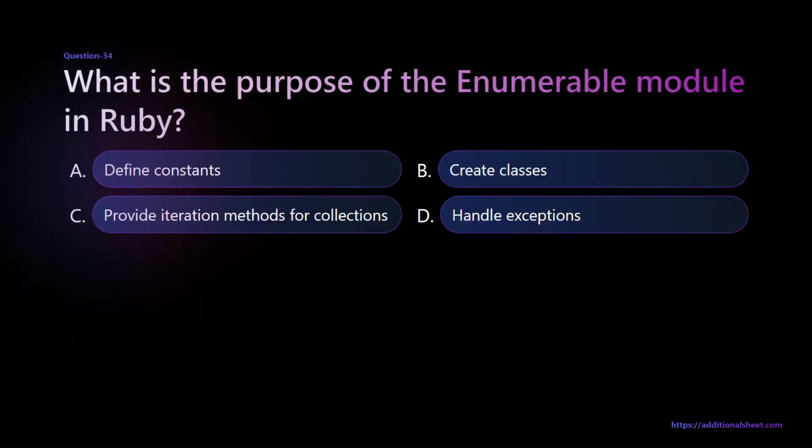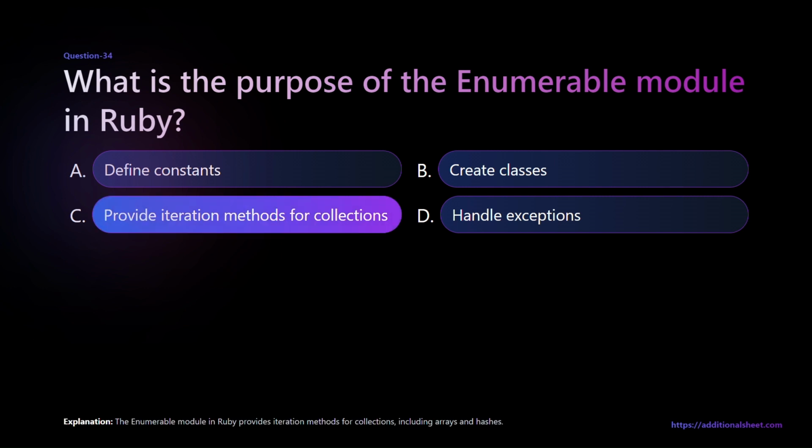What is the purpose of the Enumerable module in Ruby? Option A, define constants. Option B, create classes. Option C, provide iteration methods for collections. Option D, handle exceptions. The correct answer is option C, provide iteration methods for collections.